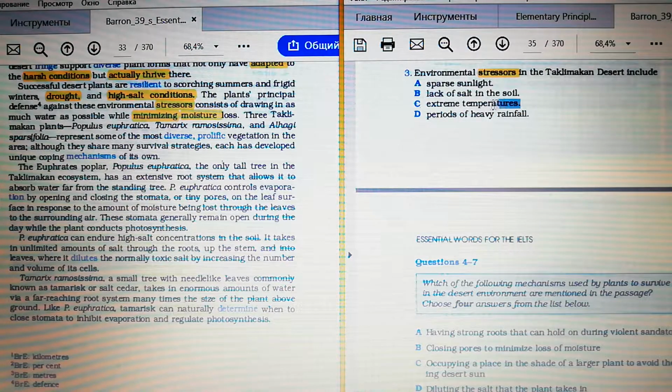So we can highlight here extreme temperatures, because the drought occurs here because of extreme temperatures, and this is a cause and then this is the effect. So let's go to the further questions.